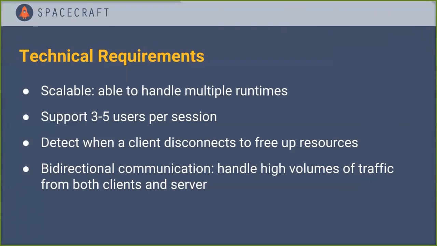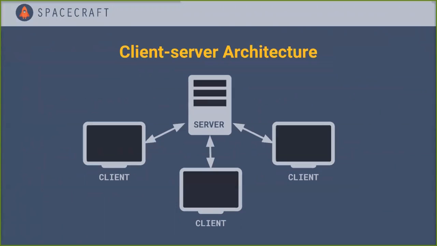And then we want to detect a client and when it disconnects, so that when all clients disconnect within an application, we want to basically shut it down and free up resources. Lastly, we want to have bi-directional communication. And why is this important? Since we're going to have high volume traffic from both clients and server, we want to be able to handle that. And also we want to be able to very easily stream data from the server to the client. So we went for this client server architecture because it fits our use case.